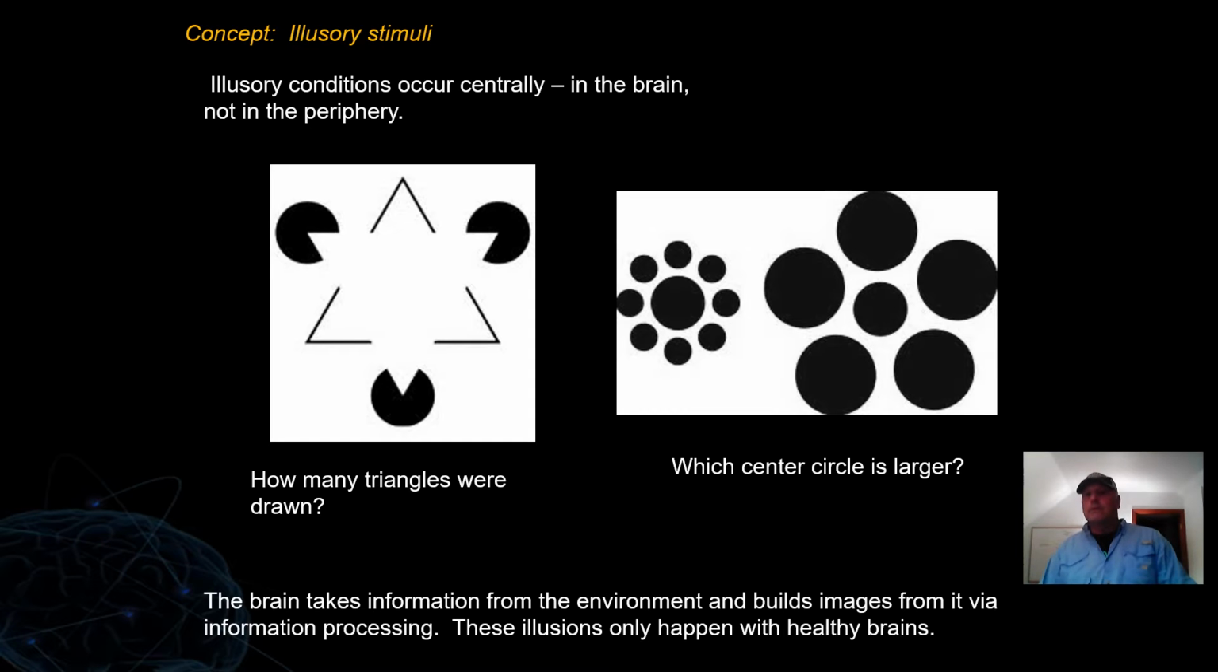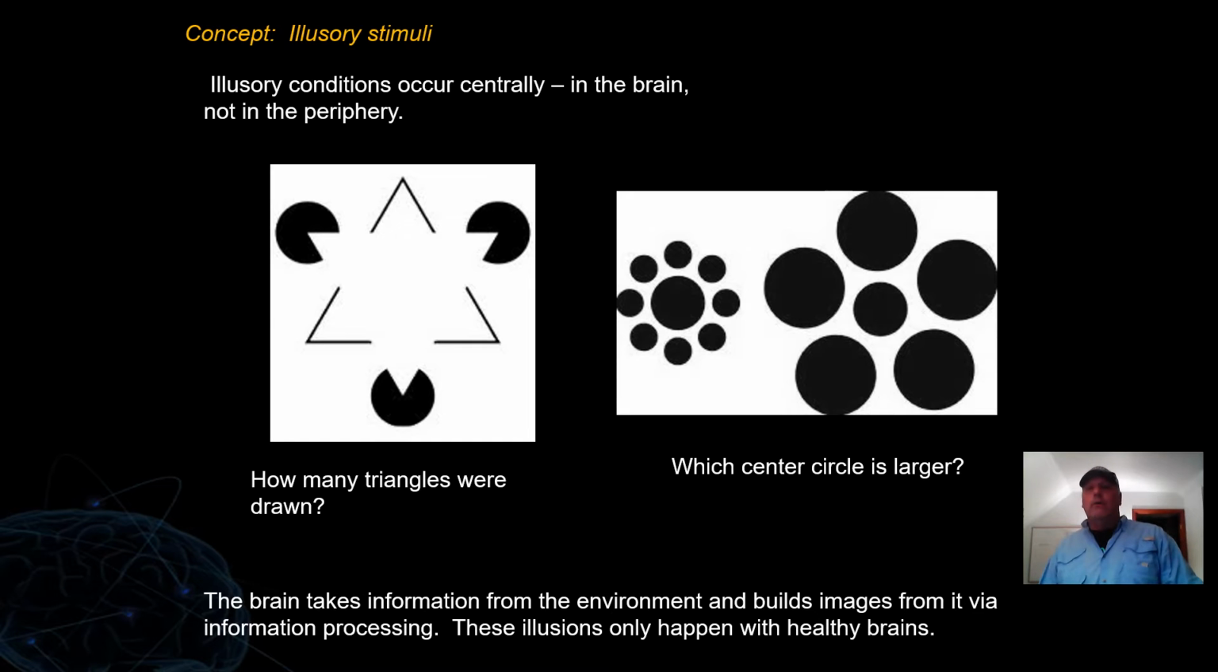All right, so let's go to another concept. Let's talk about illusory stimuli. If you look at the left, and the question is, how many triangles were drawn? You look at that very closely and you might count a certain number of triangles, but the answer is there are no triangles drawn. What is actually there is an illusion, and the brain connects the dots so that you actually do see triangles.